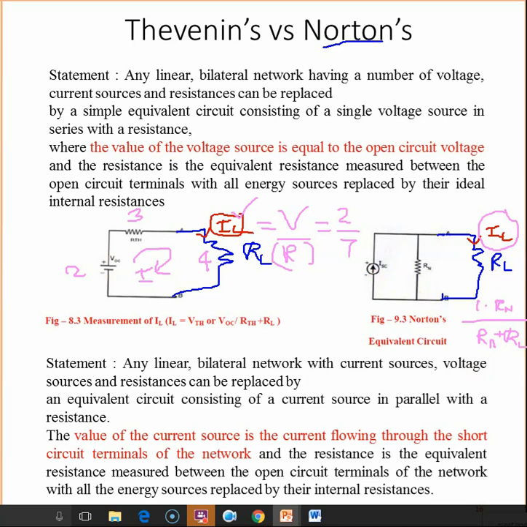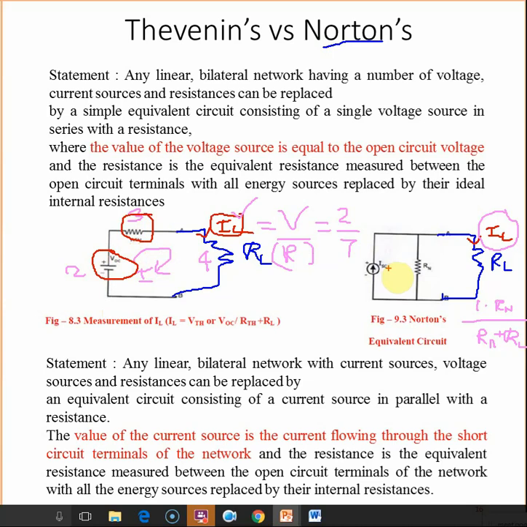step number 3. Okay, then what is the purpose of step number 1 and step number 2? That is the question. What is the purpose? The purpose of step number 1 and 2 is: step number 1, find the Vth. Step number 2, Rth. Step number 3, substitute into the equivalent circuit. This is step number 1 and step number 2.